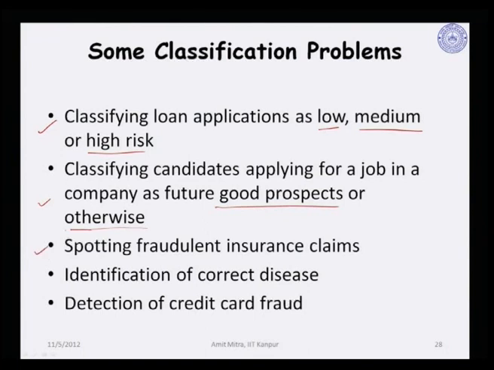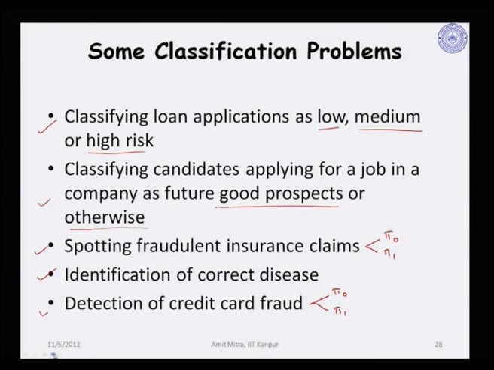This is another very important and very standard application, spotting fraudulent insurance claims. That is going to be a 2 class problem, pi naught and pi 1, pi naught say corresponding to a genuine claim, pi 1 to a fraudulent claim. Identification of correct disease, once again it is going to be a classification problem. Detection of credit card fraud, once again this is going to be a 2 class problem, either a genuine transaction or a fraudulent transaction.